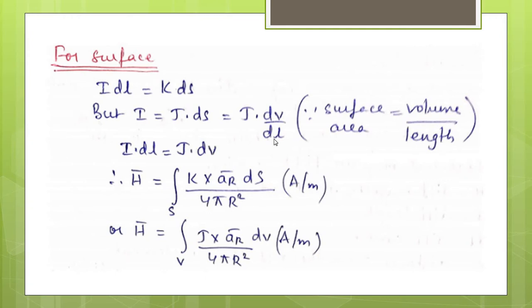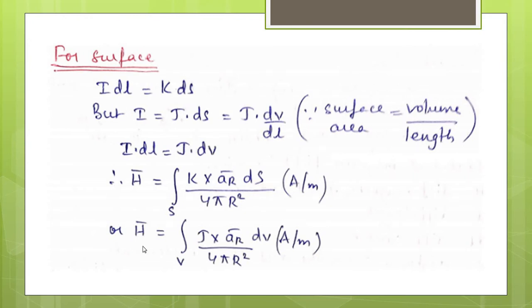If you cross multiply, this dL appears here. So I dot dL is equal to J dot dV. So in the previous equation, in place of I dot dL, we can use these terms. If you use the surface term K dS, we get H is equal to the integral of K cross aR dS by 4 pi R square amperes per meter. So this is the expression for magnetic field intensity for the surface which is carrying a current.